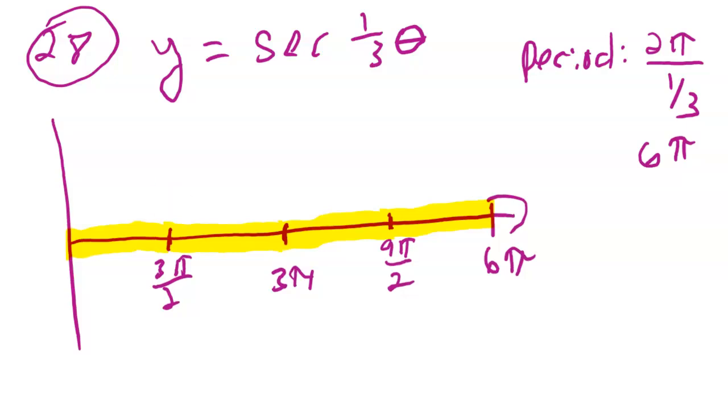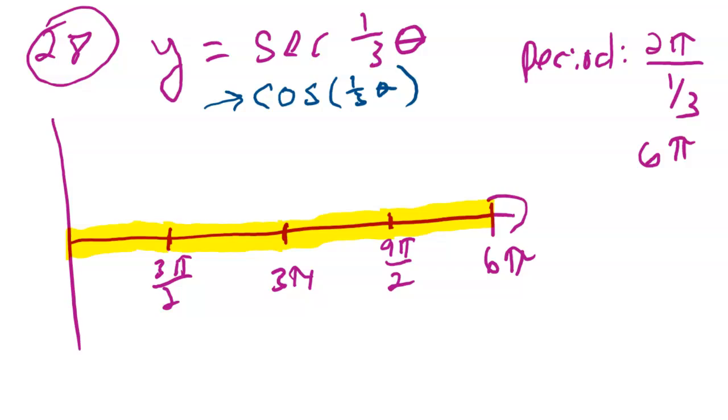Anyway, so let's plug in some points. Let's graph its reciprocal function, and do cosine of 1/3 theta, just because I think we're more familiar with this, and we don't have to use the unit circle. I don't know if I like it or not, but let's give it a try.